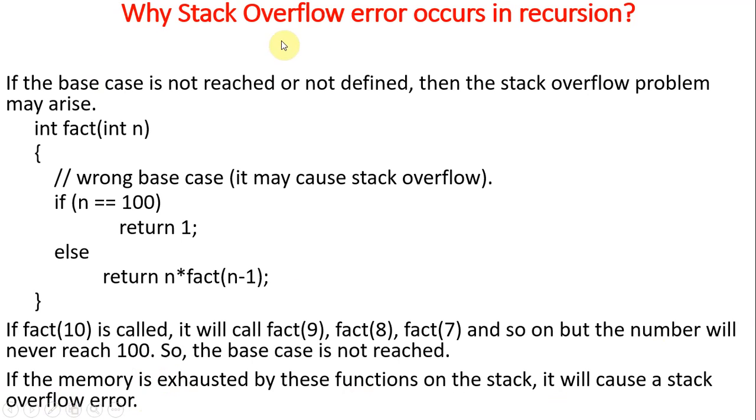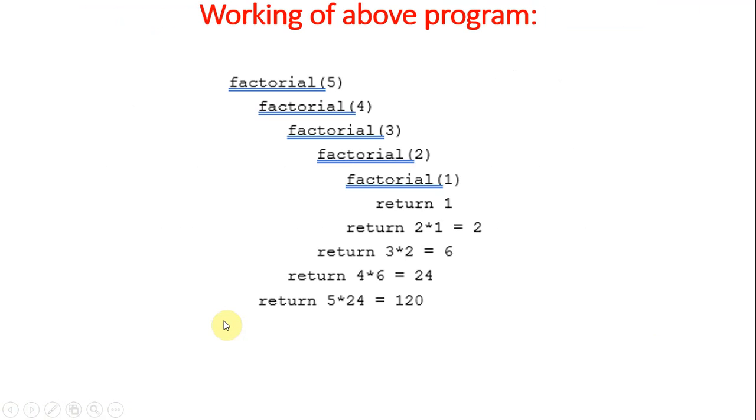Why is it called a stack overflow error? In recursion, if you call the factorial in this example, first we call factorial 5, again it will call 4, again 3, again 2, again 1. Till factorial 1 is called, what about the data 5, 4, 3, 2? The multiplication 5 into 4 into 3 into 2 into, this kind of data is actually present in the stack.